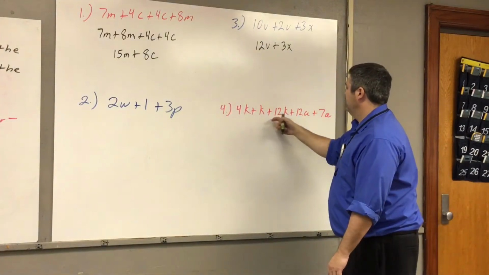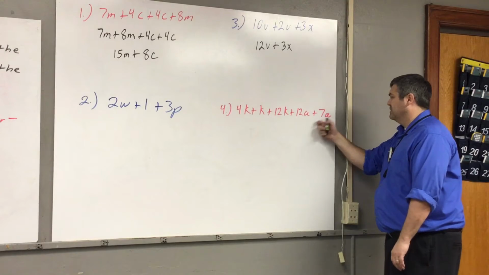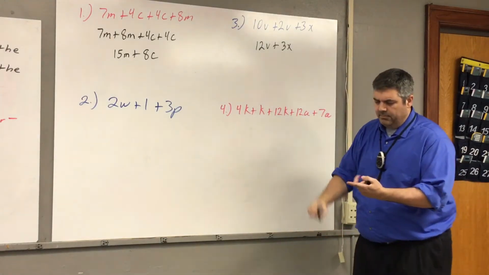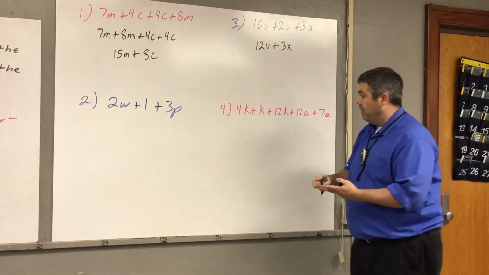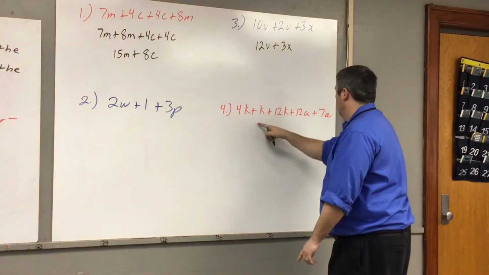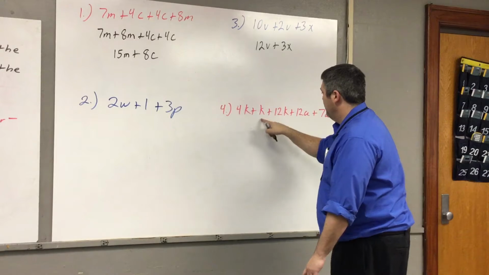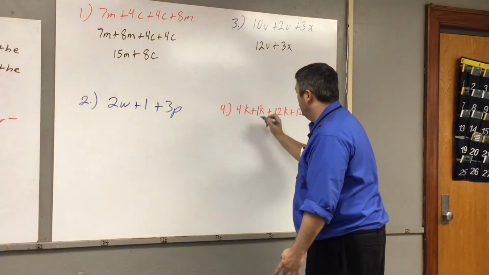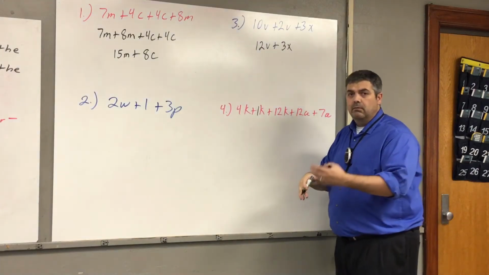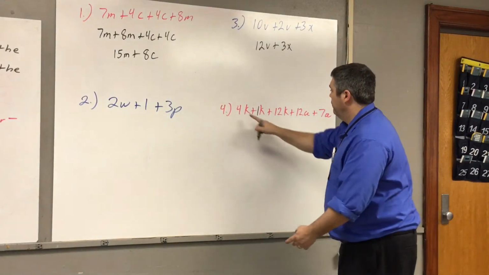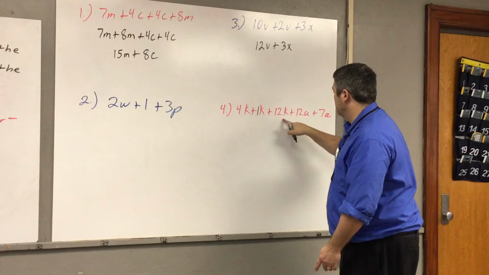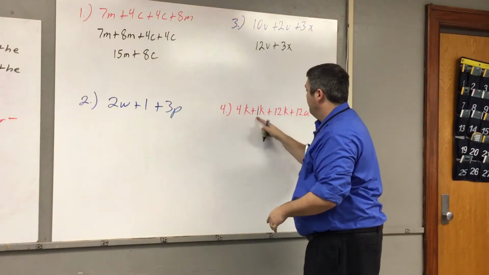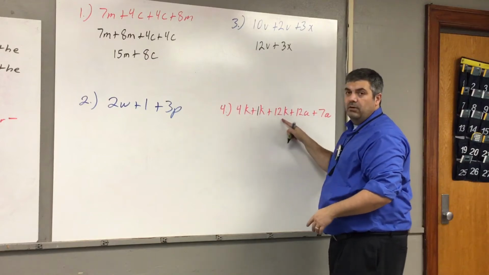4k plus 12k plus 12a plus 7a. All right, well, same variable, same power. K, there's a k, 4k, a k, but what's in front of this one? Well, there's a 1. If there's nothing in front of it, there's a 1. So 4k plus 1k plus 12k. So all of those I can put together. So 4, 5 plus 12, 17.